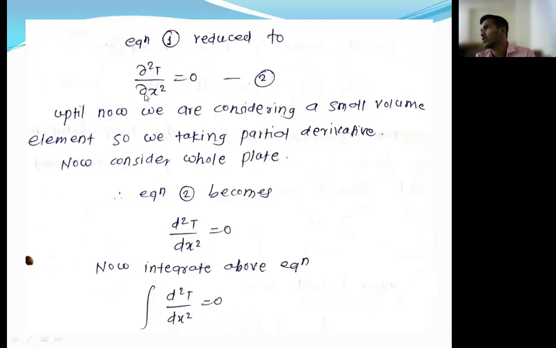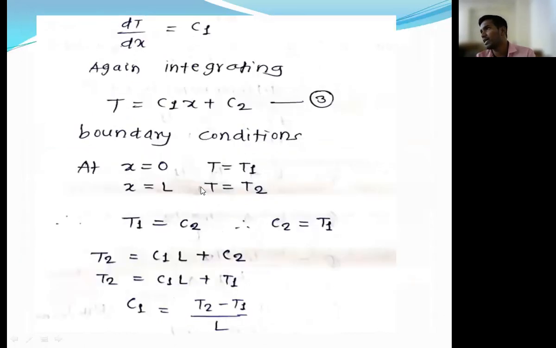We considered a small element. Now we have to derive the equation for the plane wall. The partial derivative is converted into a total derivative, and we take integration two times. By taking integration, we get the equation T is equal to c1x plus c2.